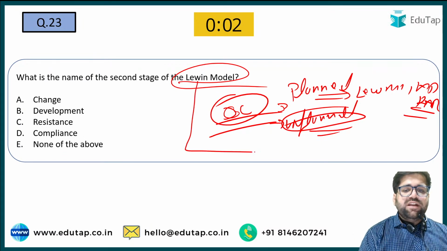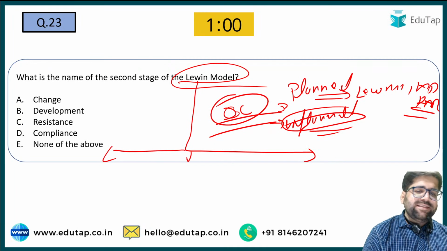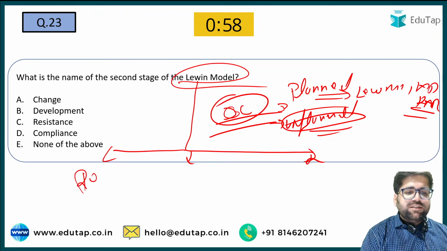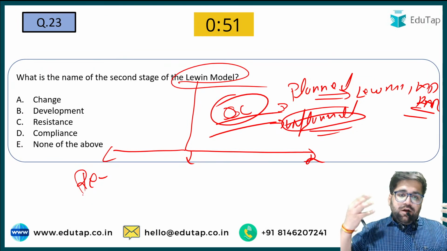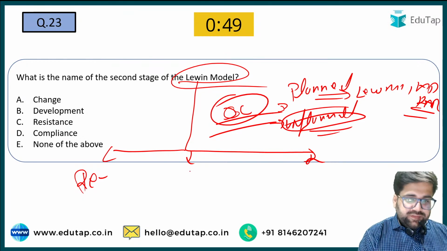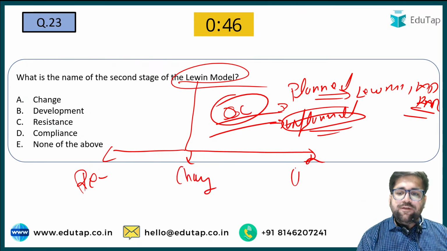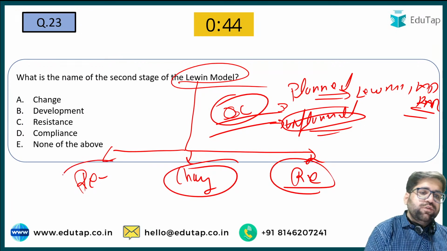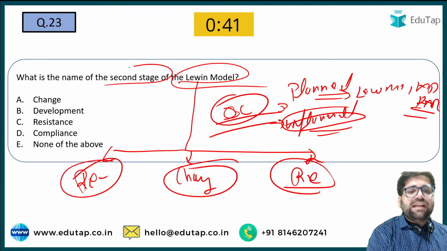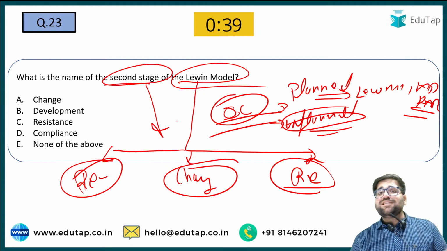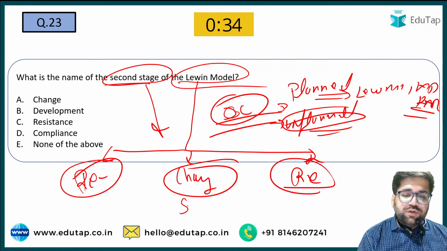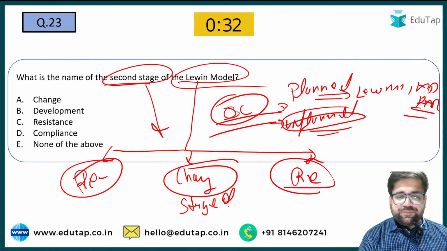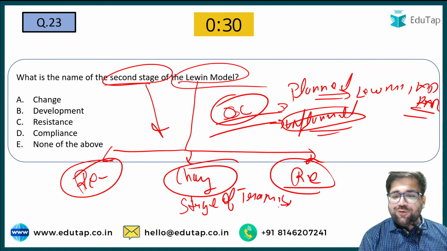The Lewin model has been divided into three stages. Just a small basic introduction, and then I will move on. First is to unfreeze. You have to make sure that all the people of your organization are coming and accepting that particular change. Then we come to the change, and then we come to the refreeze. Nothing much. So the question is about the second stage. The second stage is known as change, and this particular stage is also known as the stage of transition, my friends. So next year, if you see this particular question, don't get confused.